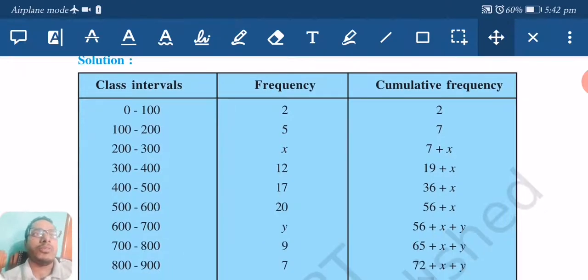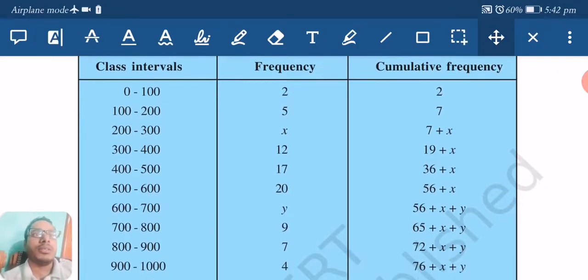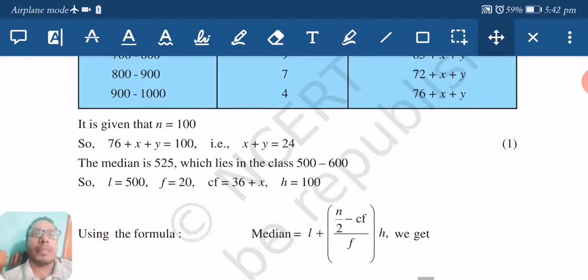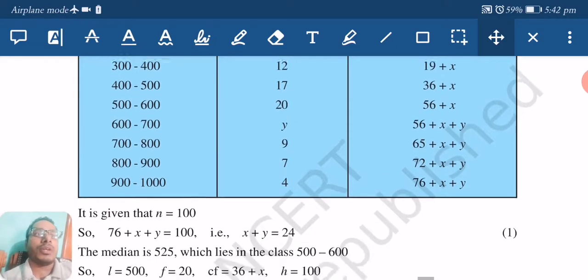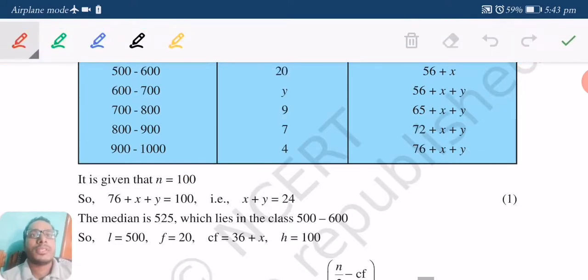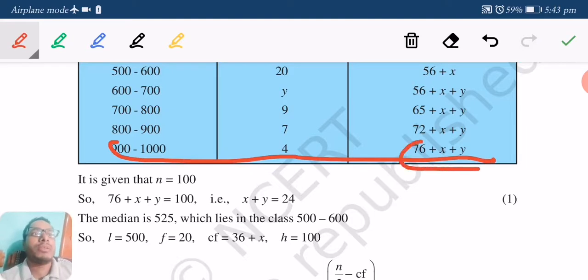So you find the cumulative frequency first of all. See how they have done this. You can also do the same way. There will be no differences. As n is equal to 100, the last cumulative frequency for the class 900 to 1000 should be 100. So this particular value is equal to 100. So what they have done is this plus this is equal to 100. So x plus y is equal to 24, right? So x plus y is equal to 24.